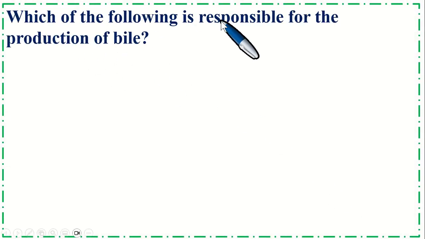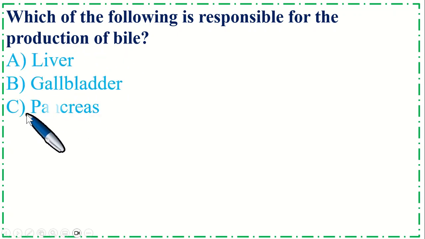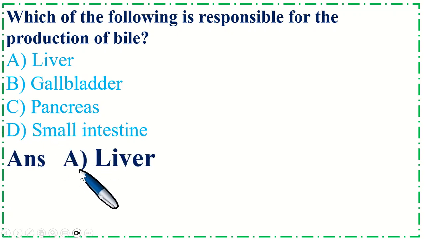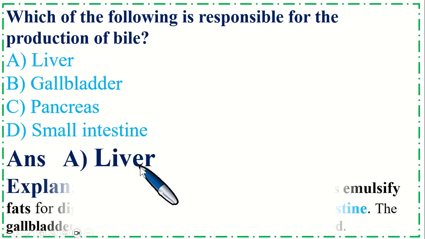Which of the following is responsible for the production of bile? Option A, liver, B, gallbladder, C, pancreas, and option D, small intestine. So the correct option is A, liver.